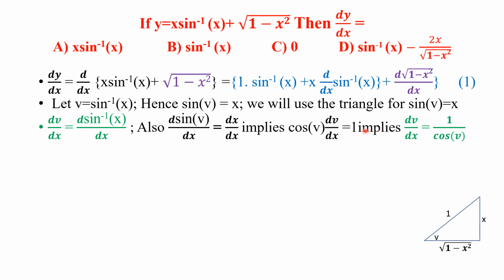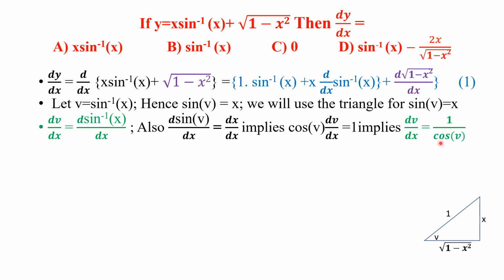So this implies dv by dx equals 1 over cosine v. All we did is divide by cosine v on the left-hand side and the right-hand side. So we have dv by dx equal to 1 over cosine v.